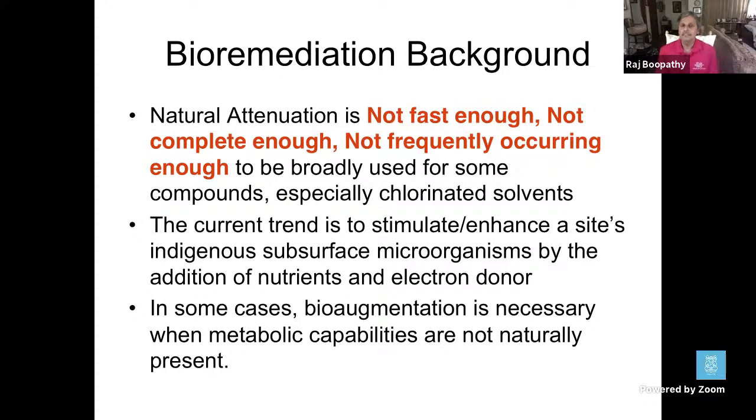So natural attenuation is not very commonly used because it's not fast enough, it's not complete enough, and it's not frequently occurring in most site cases. So the current trend in the cleanup process is to stimulate the organisms inside. Most of the time, it's a biostimulation process, adding electron donors or some limiting factors like nitrogen and phosphorus. In some cases, bioaugmentation is necessary because the organism is not there.